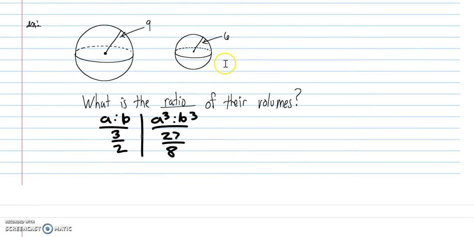Spheres are always going to be similar to each other. So I have two spheres here. One has a radius of 9, one has a radius of 6. The question is, what is the ratio of their volumes? So we don't ever actually have to figure out the volumes, though we could.